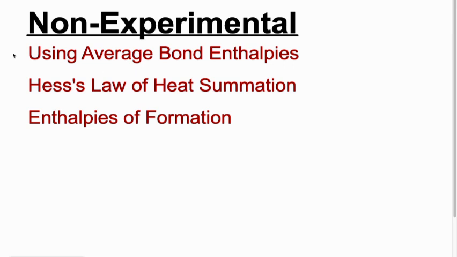Now, non-experimental ways. There are 3 here, and we're just going to quickly go through them. We can use average bond enthalpies, something called Hess's law of heat summation, and then enthalpies of formation. I think in my slides, Hess's law is number 2 and enthalpies of formation is number 3, just so we don't get confused.